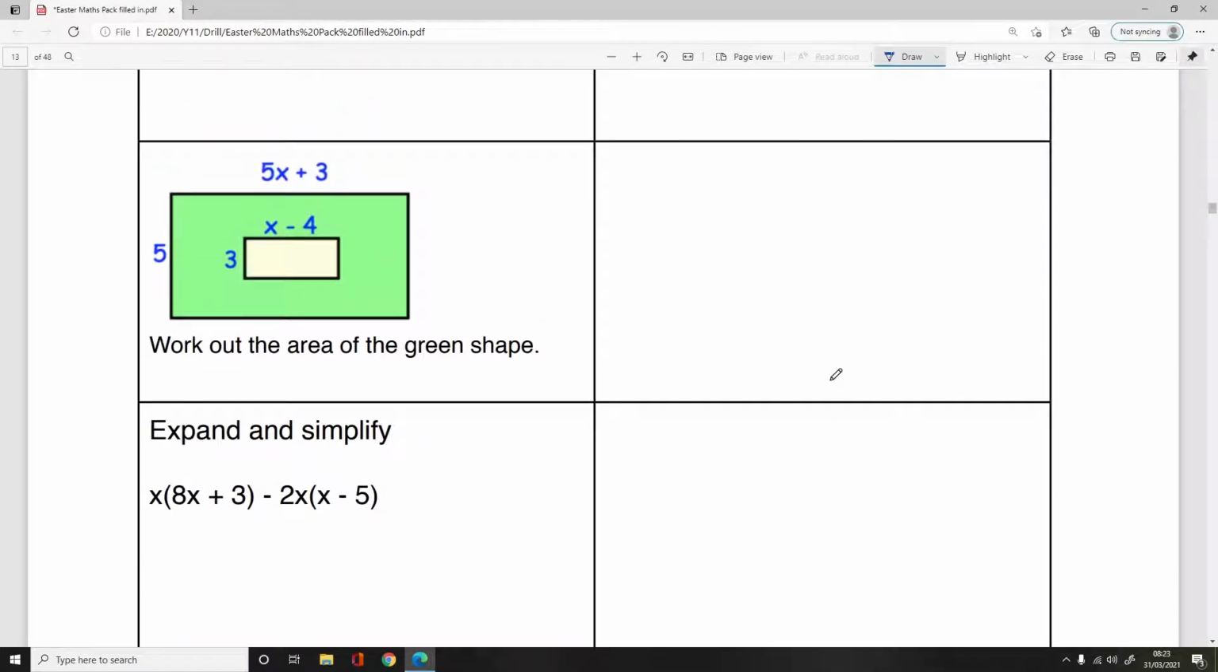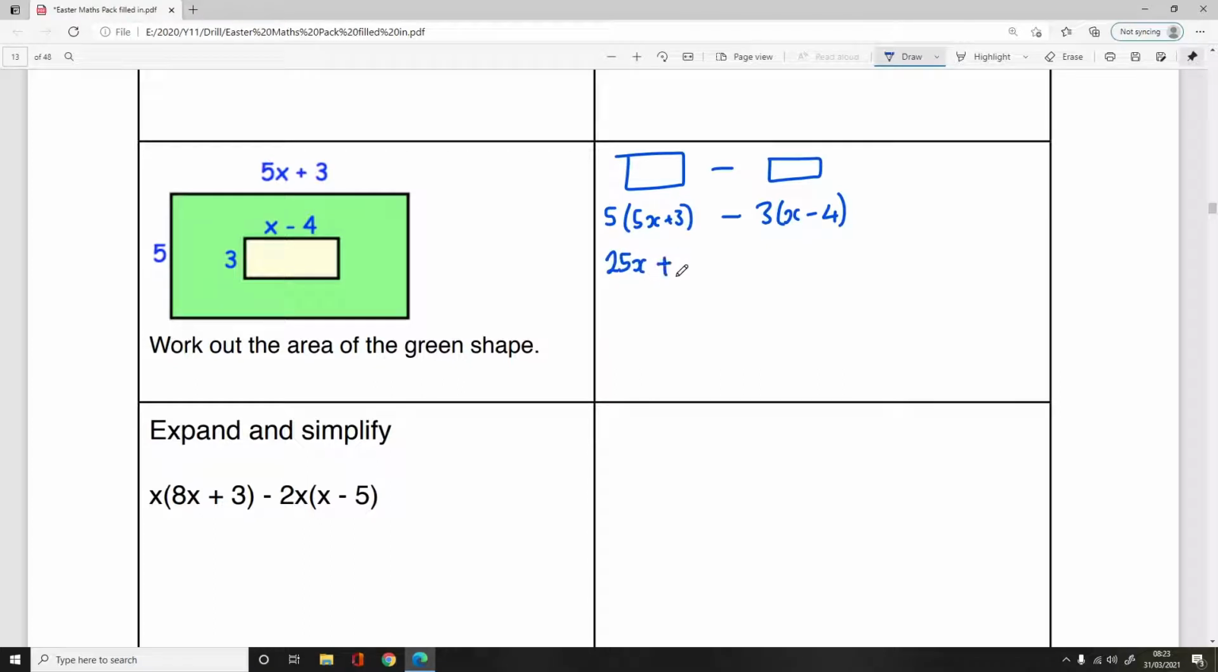Area of the green shape. Okay, a little bit more complicated. So the green shape is the big rectangle, take away the little rectangle. So the area is going to be that. What's the formula for the area of a rectangle? Well, it's base times height. So we want to go 5 times 5x plus 3 for the big rectangle, and 3 times x minus 4 for the little rectangle. Okay, so let's expand and simplify.